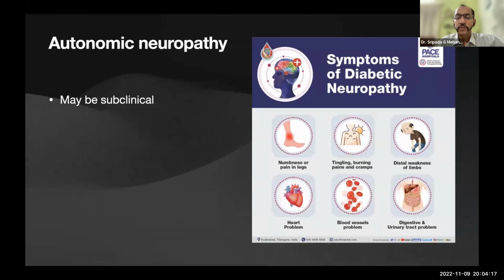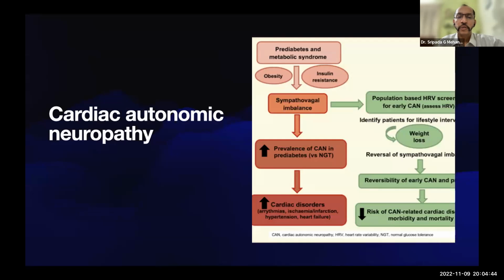or look for any other symptoms or signs of peripheral vascular disease, whether small vessel microangiopathy or macroangiopathy. And most importantly, what we can look for in the history is gastrointestinal tract and urinary symptoms: early satiety, alternate loose motion and constipation, problems with urination, all these things. The most important thing relevant to us is the cardiac autonomic neuropathy and respiratory implications of that.